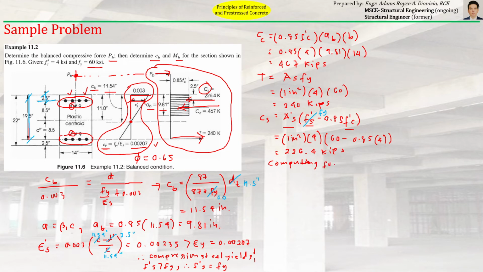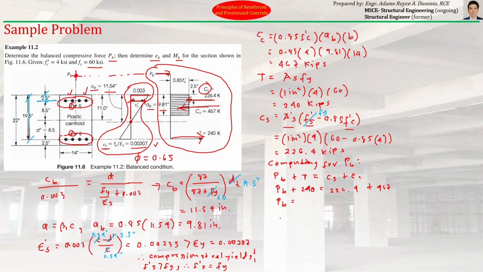Computing for PB, sum up lang natin yung mga forces. So yung mga pakanan na forces ay PB plus T, and they must be balanced by CS plus CC. Okay, substitute the corresponding values. PB plus T na 240 is just equal to CS na 226.4 plus CC na 467. So, ang nawawala na lang dyan ay PB. PB is just equal to 226.4 plus 467 minus 240.